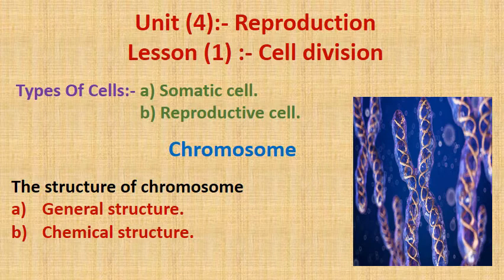The chemical structure: we describe the chromosome chemically, and we found that each chromatid consists of protein and genetic material, which is called DNA. Okay, so this is the structure of chromosome, general structure and chemical structure, and the chromosome is responsible for cell division.